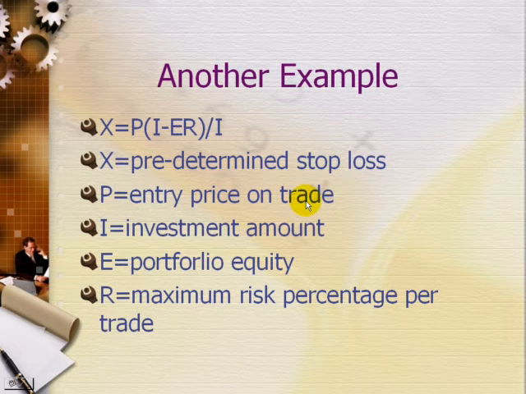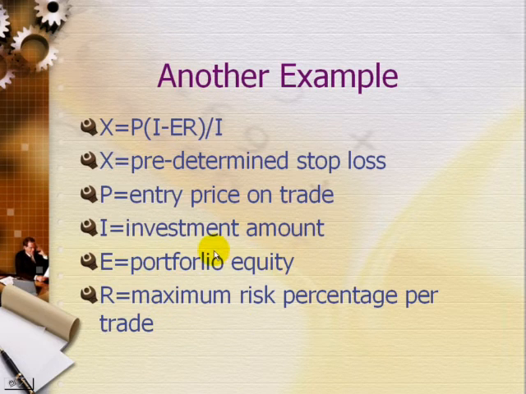P is the entry price on the trade, whatever that is. Maybe it's 100 pence or whatever. I is the investment amount. That's where you know how much money you're going to invest. E is the portfolio equity. That's the total amount of capital that you have to trade with. R is the maximum risk percentage per trade. That might be 1% or whatever.